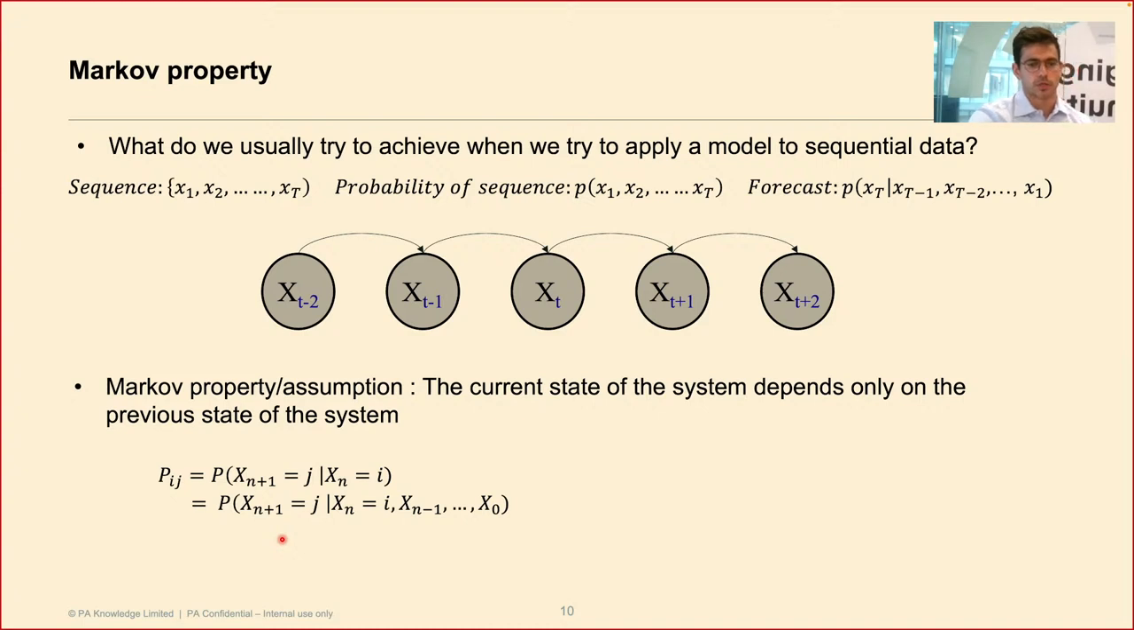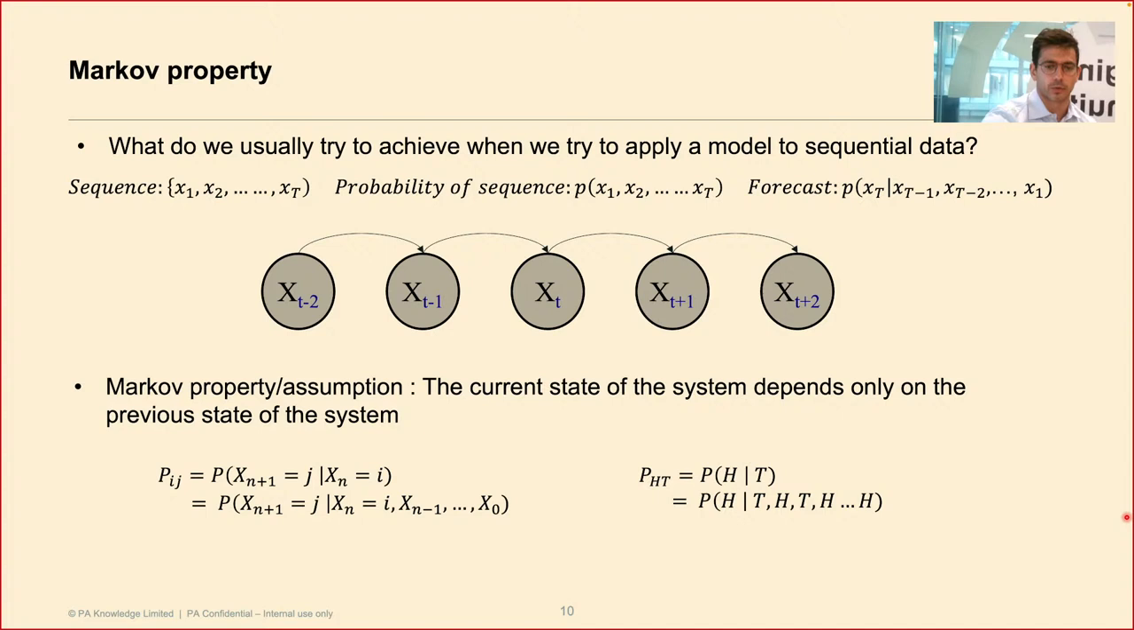In the more generic equation here, given the fact that I am on the state i, what is the probability that I find myself on the state j? And as we've seen, the Markov property says that anything before the current state xn doesn't matter for the probability to exist.